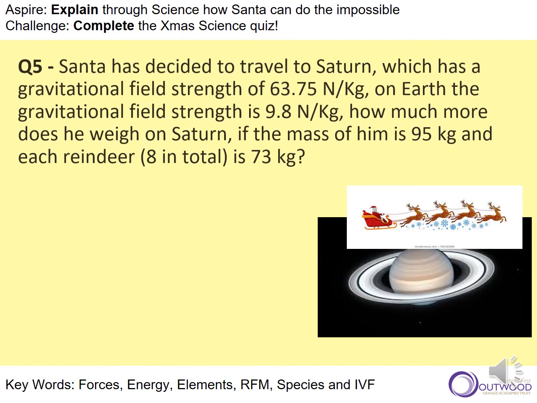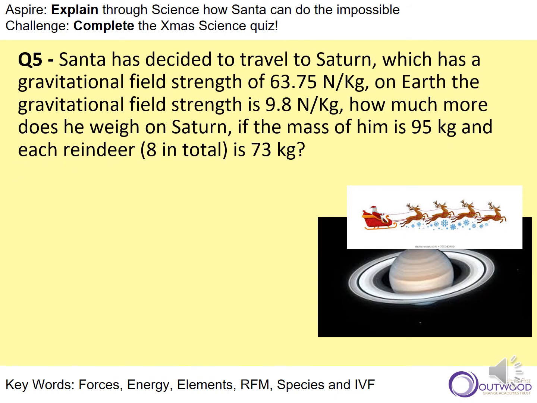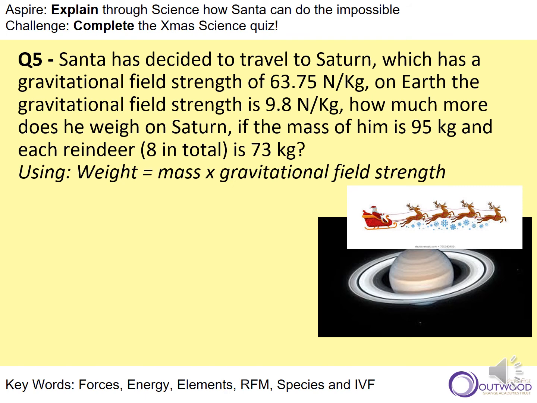So, question number 5. Santa has decided to travel to Saturn, which has a gravitational field strength of 63.75 newtons per kilogram. On Earth, the gravitational field strength is 9.8 newtons per kilogram. How much more does he weigh on Saturn if the mass of him is 95 kilos and each reindeer, 8 in total, is 73 kilos? Using the equation weight equals mass times gravitational field strength.